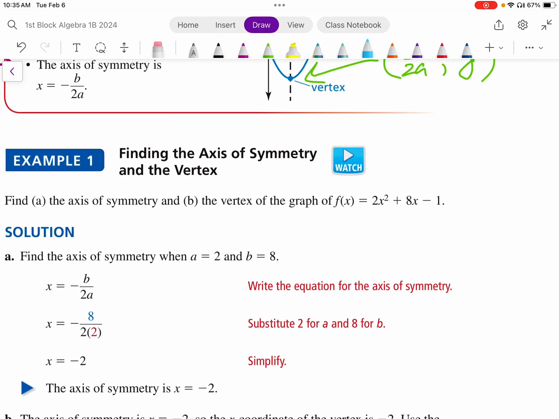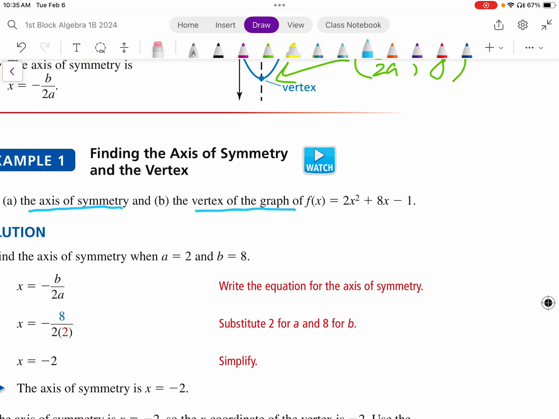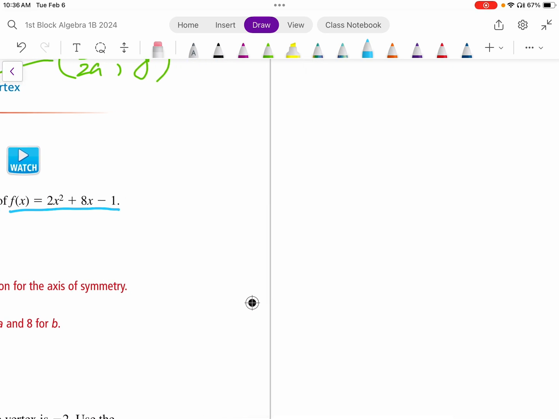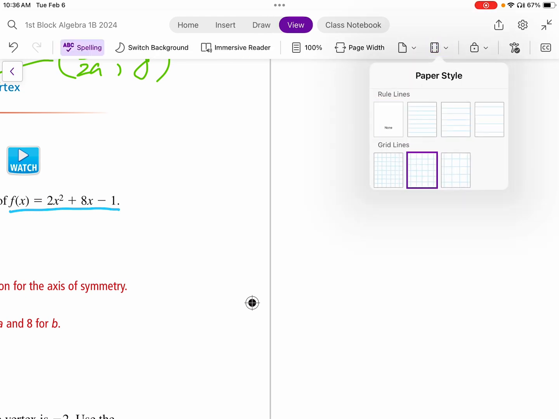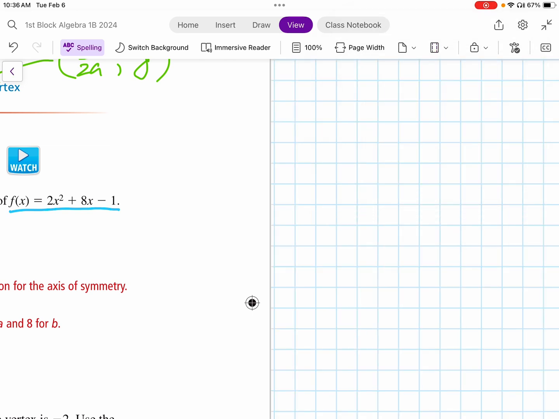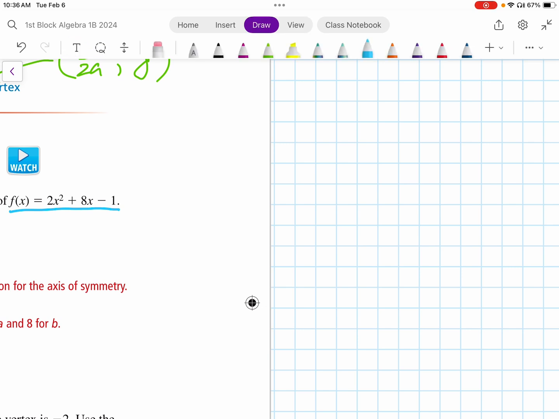These instructions are asking us to find the axis of symmetry and to find the vertex. And we're going to do that with the equation f of x equals 2x squared plus 8x minus 1. I'm going to write this off to the side. I think I'll change my background to graph paper just in case I need to do some graphing. Okay, so we have f of x equals 2x squared plus 8x minus 1.